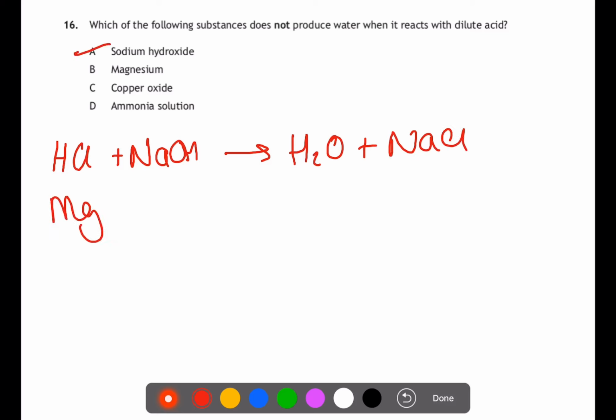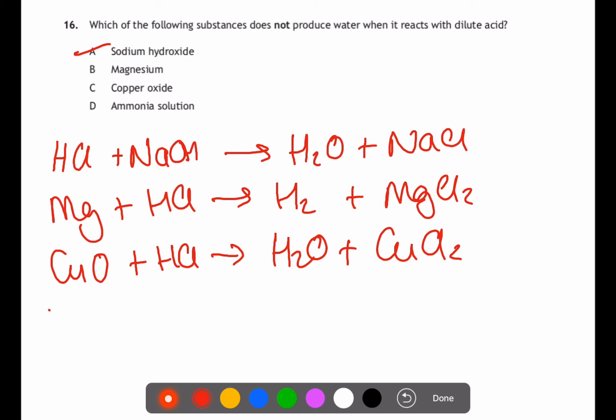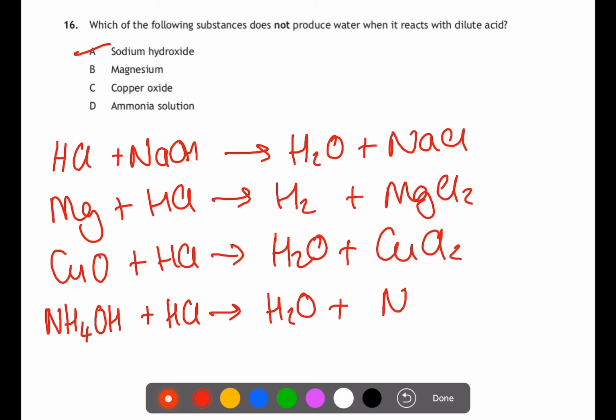If we take magnesium and HCl, we get hydrogen gas and magnesium chloride. If we take copper oxide and HCl, we will get water and copper chloride. And finally, ammonia solution, which exists as NH4OH, and HCl, we will get water and ammonium chloride. Therefore, our answer is B, magnesium.